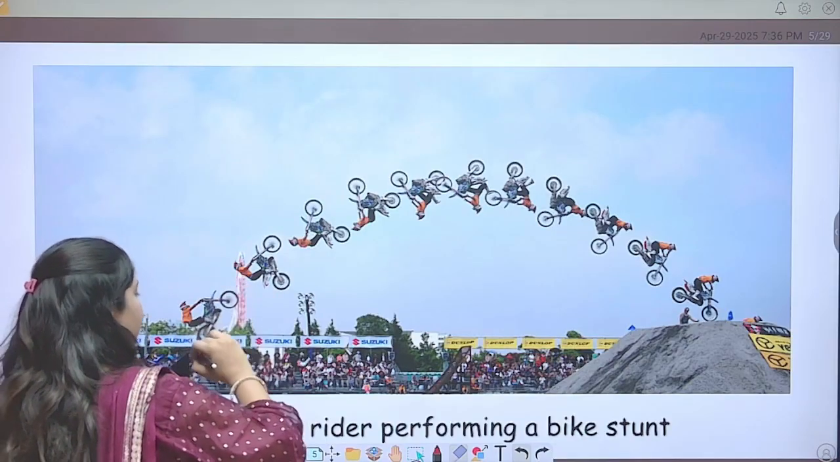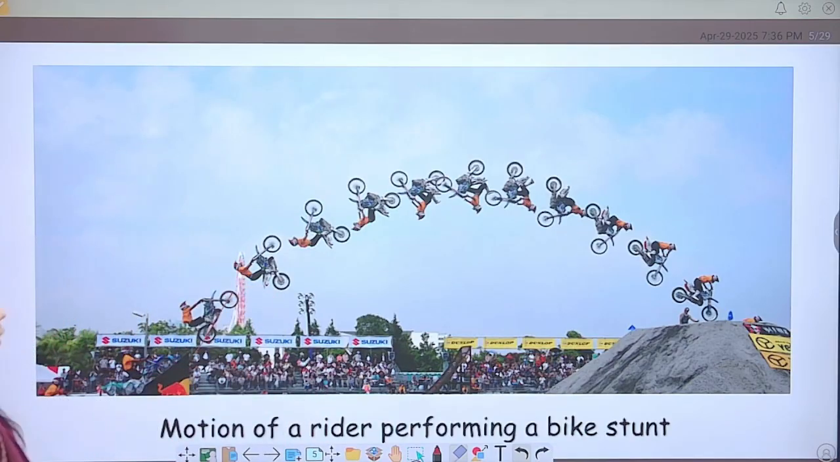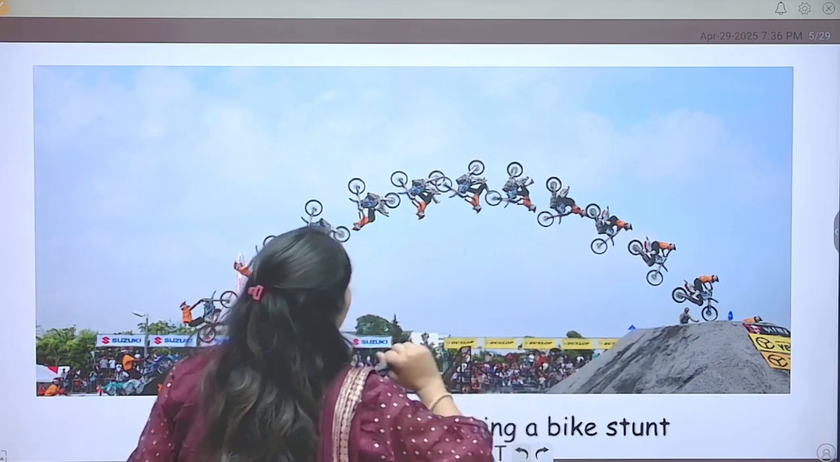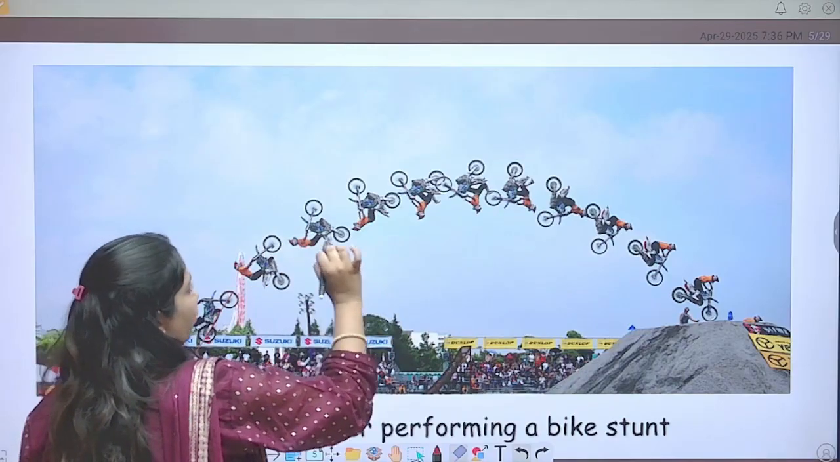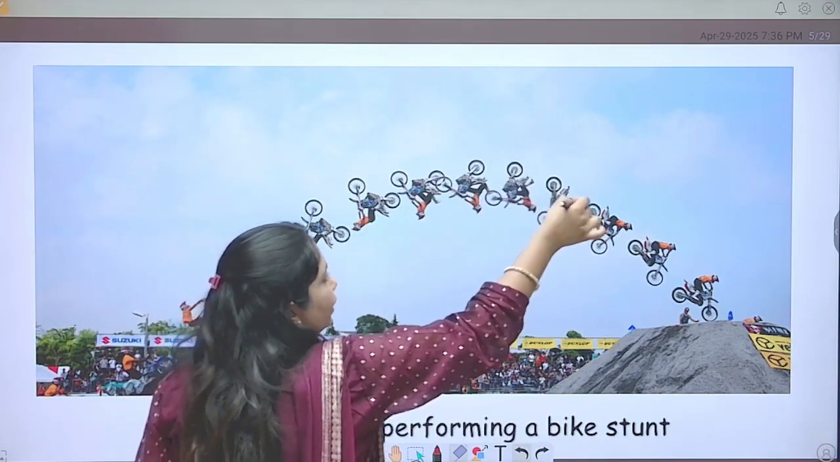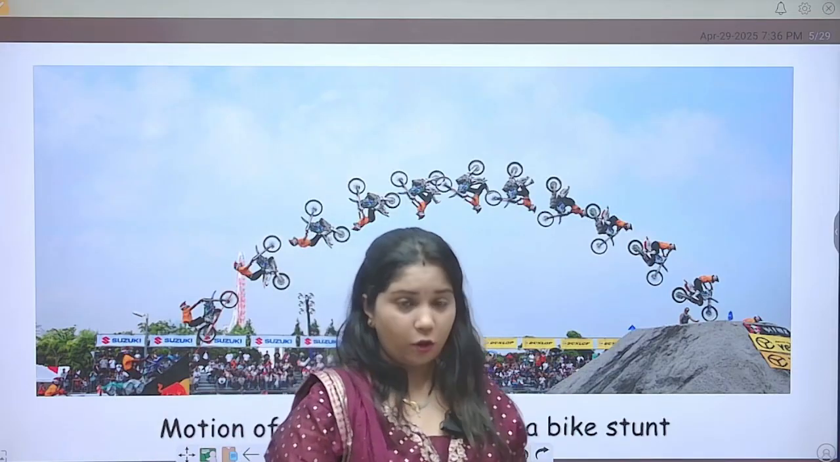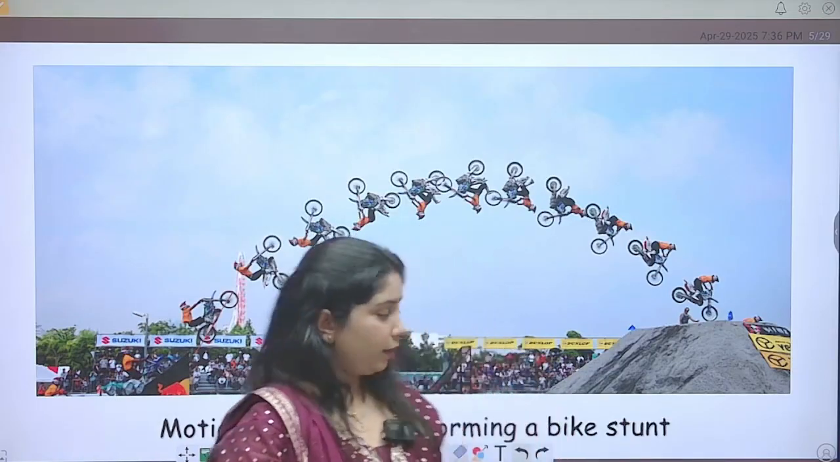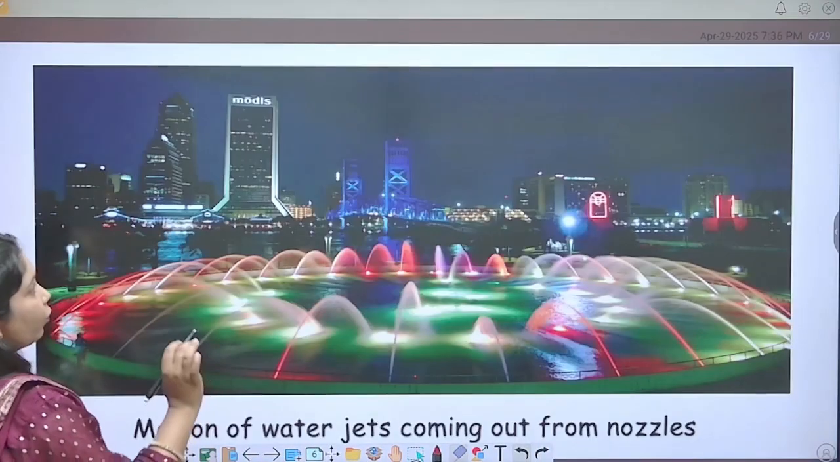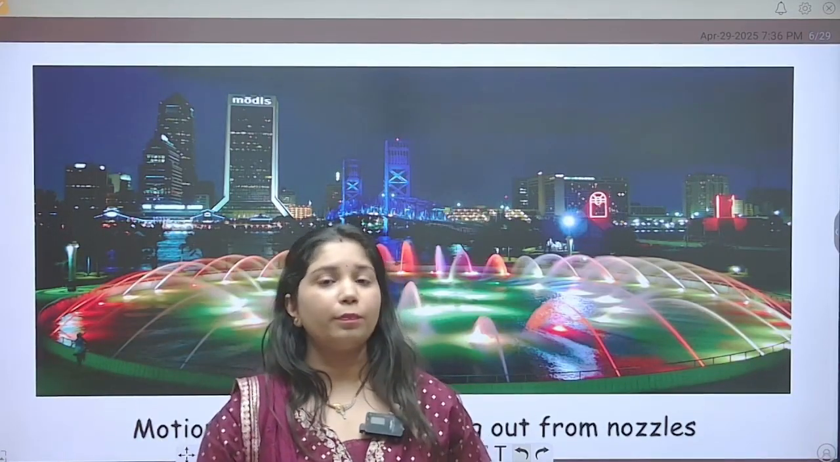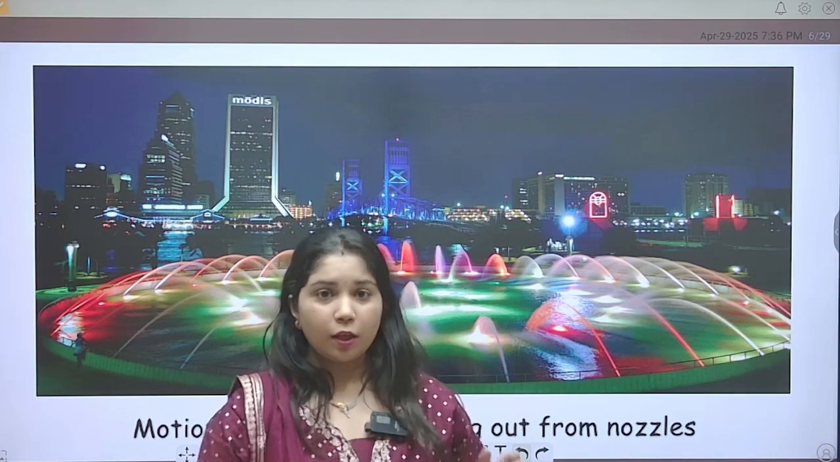A rider performing a bike stunt. You can see the path, the direction of the man is changing along the path. This happens in the case of projectile motion. Now, what is the condition for projectile motion, or how does that parabolic path come about?